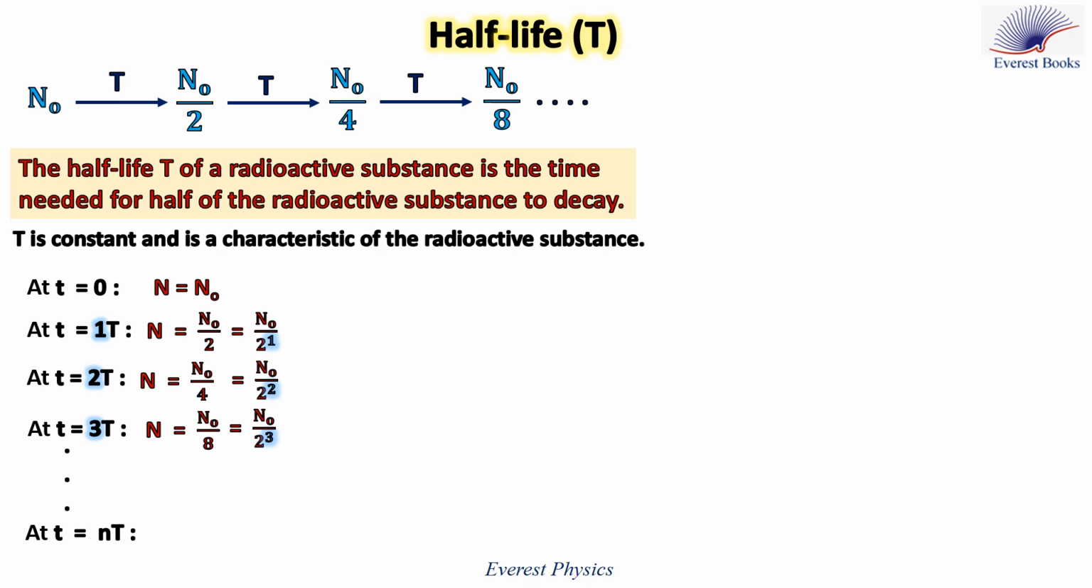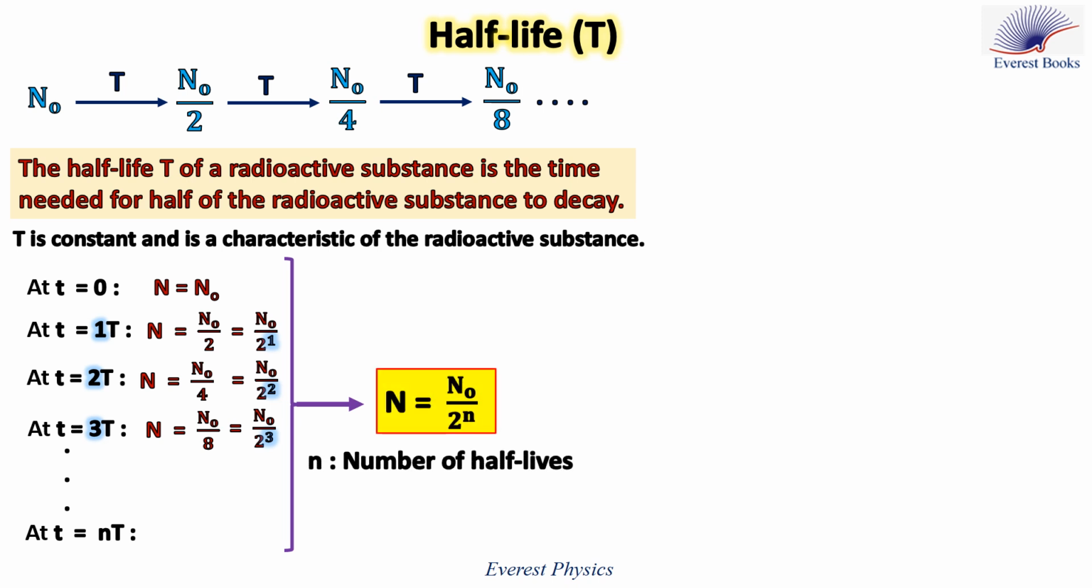So to calculate small n, just divide the time interval given in the question by the half-life of the radioactive isotope. This formula has another form. We can use it as m equals m0 over 2 to the power n. So we can use it with numbers or with masses.